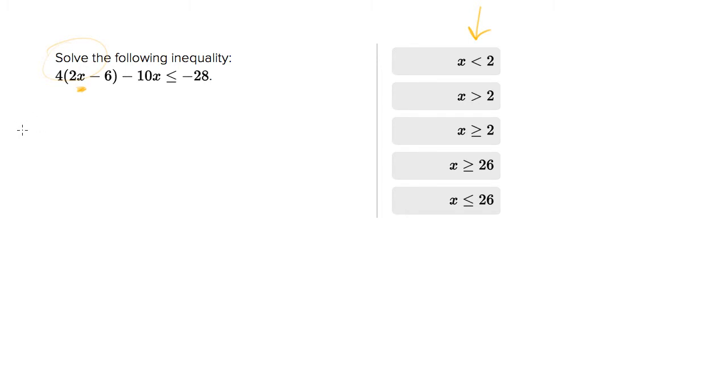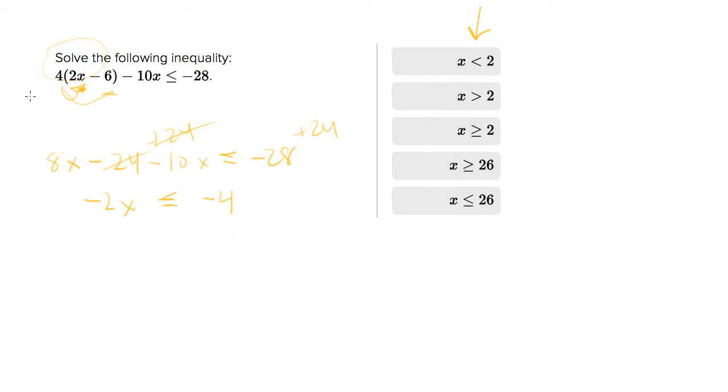So let's use the standard rule. Inequalities use all the standard rules of algebra, so we're just going to treat this like an equation. Let's distribute and collect like terms. So we end up with 8x minus 24 minus 10x is less than or equal to negative 28. Collecting like terms, we end up with negative 2x, right? Add 24 to both sides. And we end up with negative 2x less than or equal to negative 4.